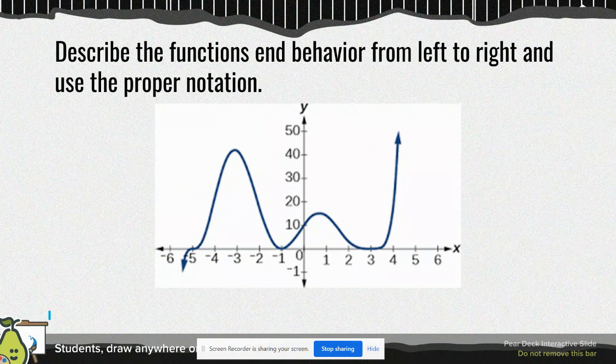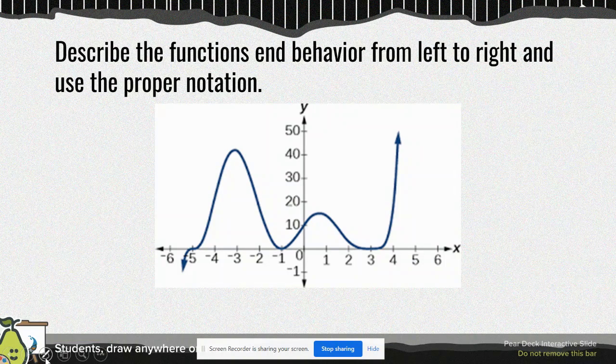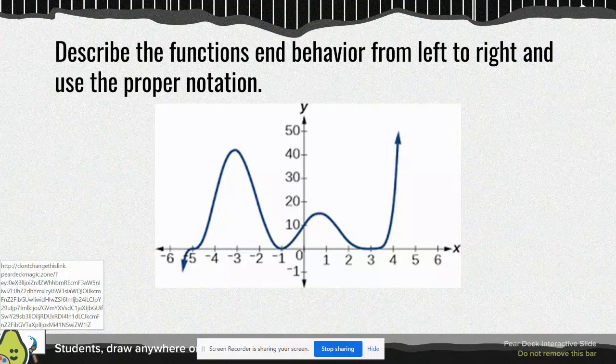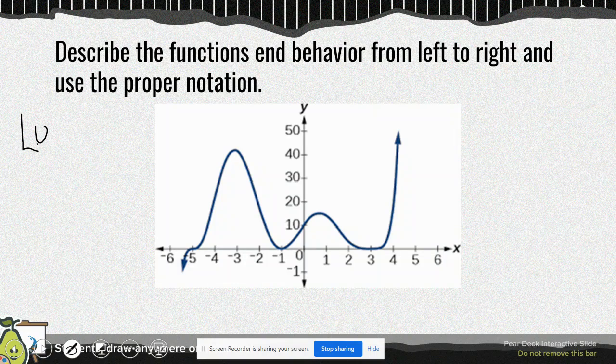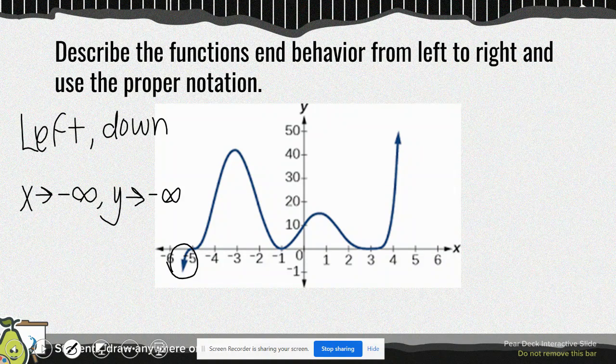Here's a function. Describe the end behavior and use the proper notation. I challenge you to see if you can do it on your own. All right, so on the left, our function is pointing down. So my notation would say as x approaches negative infinity, my function's height is going down towards negative infinity as well.